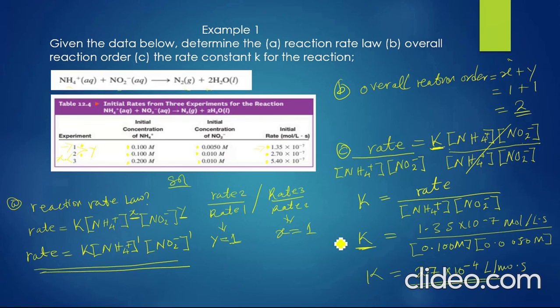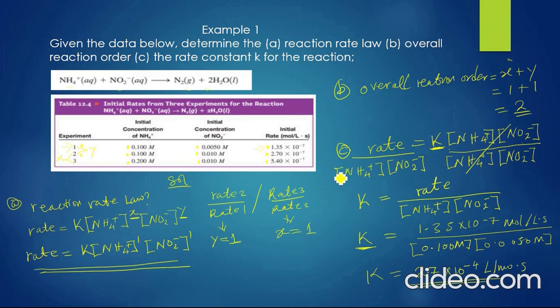So that's it, and I'm sure we have managed to find the rate law, the overall reaction order and the value for the rate constant. So as simple as this, you are done. So I'm sure you're clear on this. Now let's do the other example, which is the last one. Okay, now let's do example 2, and I'm sure the first example is clear.